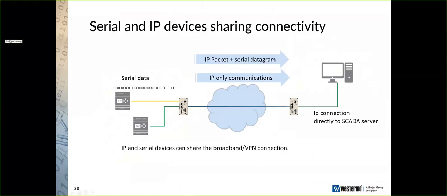Here we go. We can still send the serial data across the network, so no change there. But we can also connect an Ethernet device into the same router, and we can use direct communication using IP straight through to the SCADA system here. So we can support both simultaneously over the same connection.